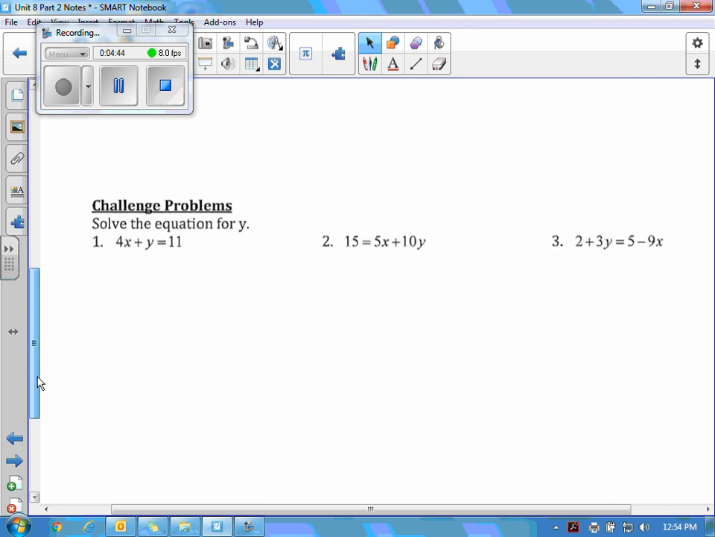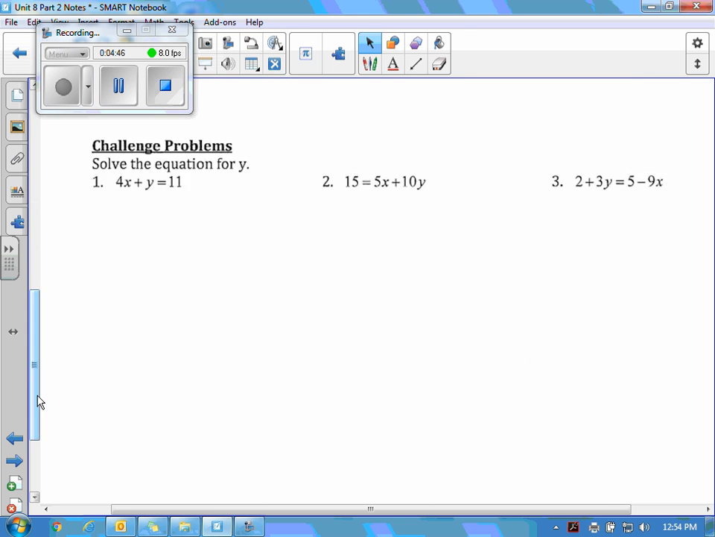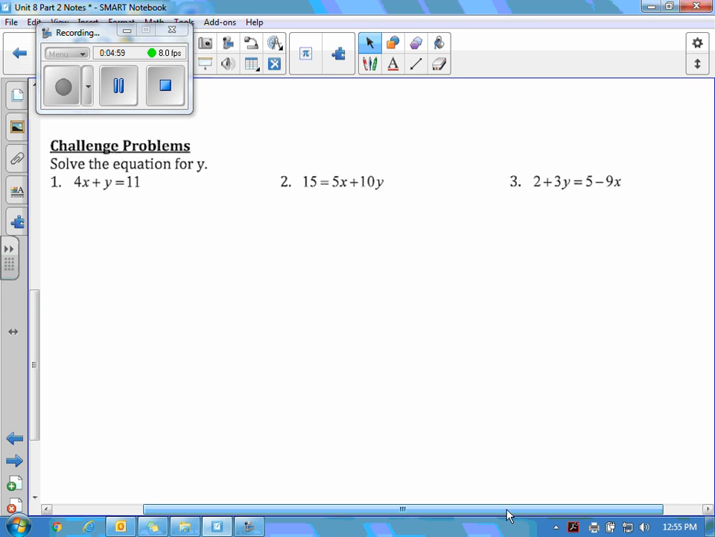If you come down to the bottom, there are some more challenge problems, just like in Part 1. It says to solve the equation for y. It's going to be a little bit trickier because we're going to have an x and a y. I'm going to come over here and try number 3. I'll let you guys do 1 and 2.